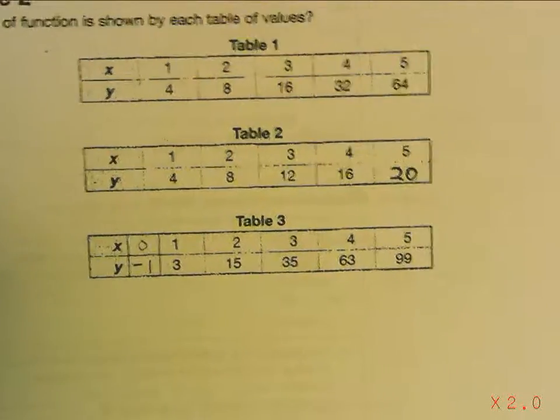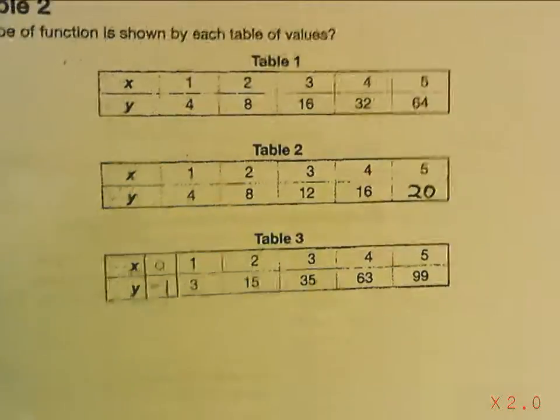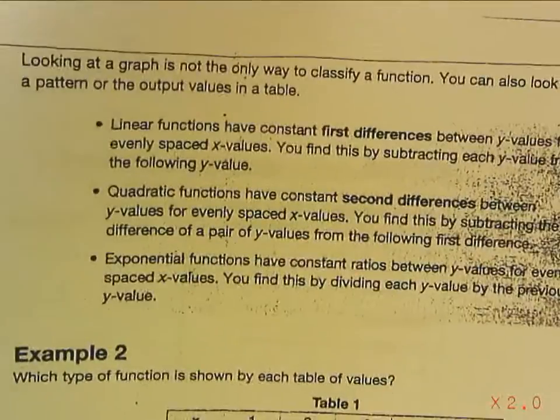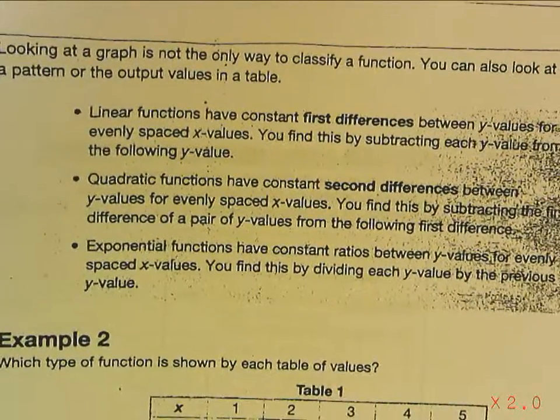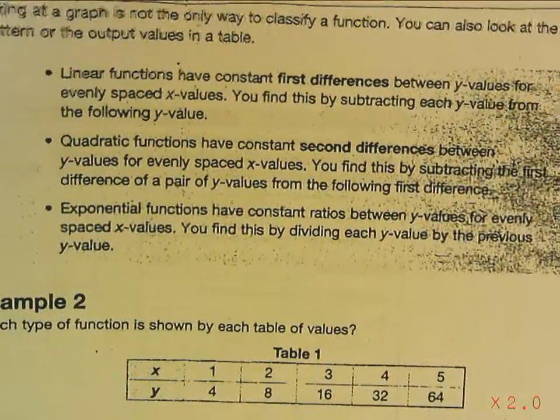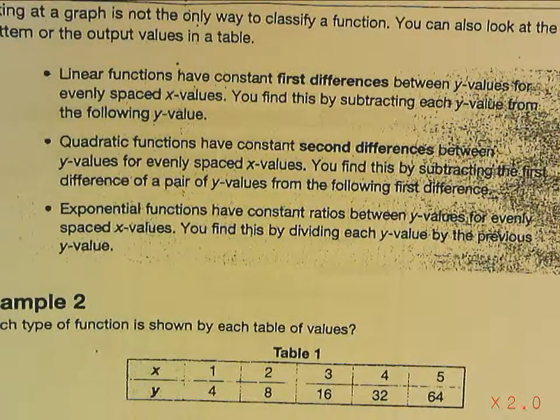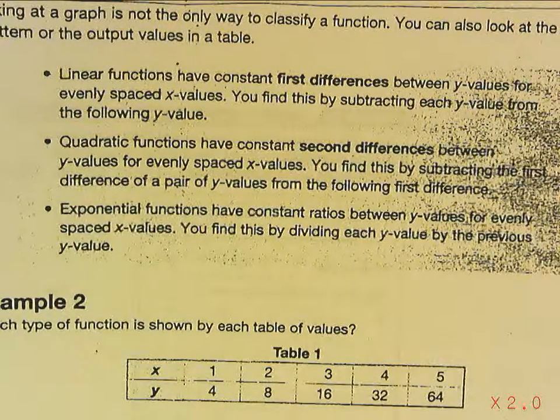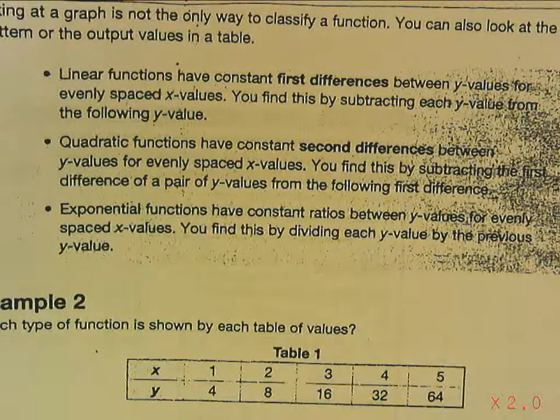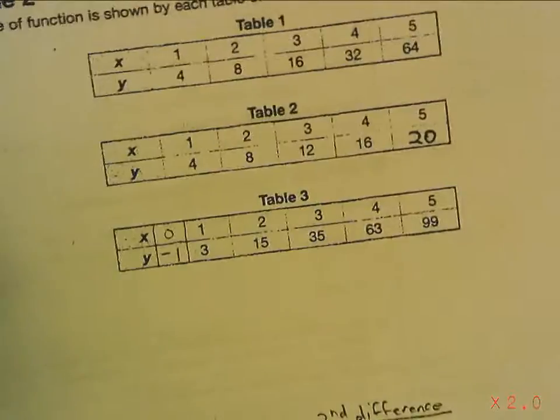But we're not going to want to graph every single time we see data. So there is another way, if you're given a table, to determine what type of function this is. The way we determine it is we look at what's called the first difference, the second difference, or we see if there is just a common multiple. So you can read through these rules, but first I'm going to go through examples with you.